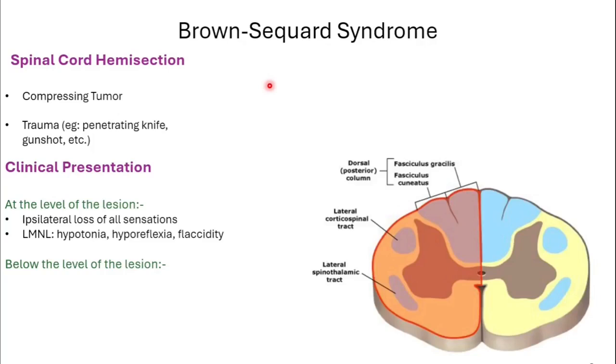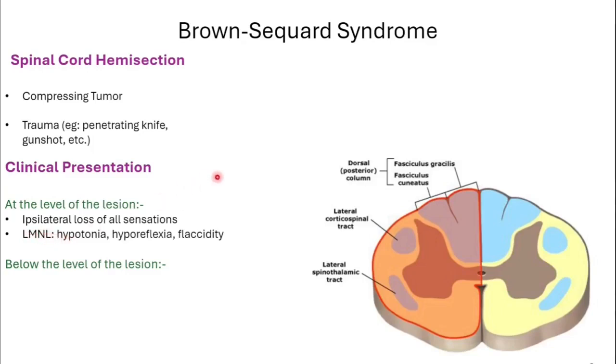The spinothalamic tract will be damaged, so there will be a loss of pain and temperature. The dorsal column will be damaged, so there will be a loss of pressure, vibration, proprioception, and fine touch, and the corticospinal tract will be damaged, which will present as a lower motor neuron lesion at the level of the lesion.